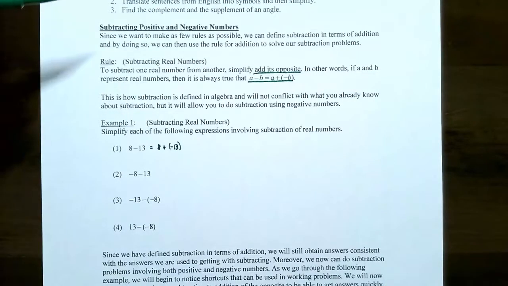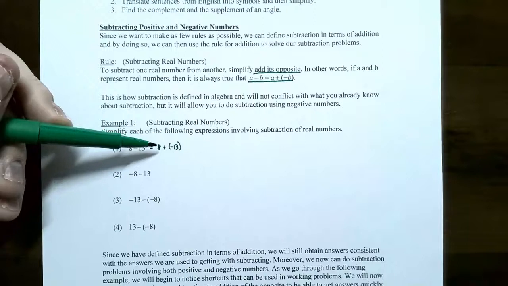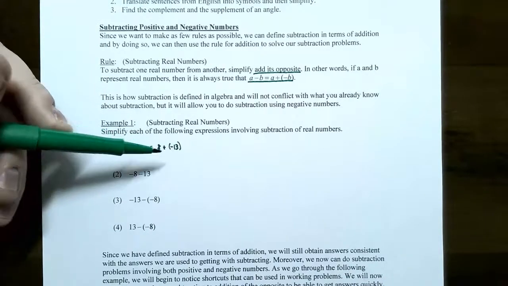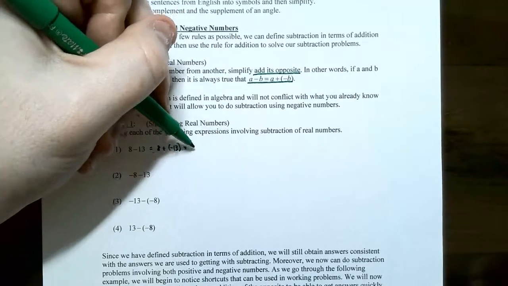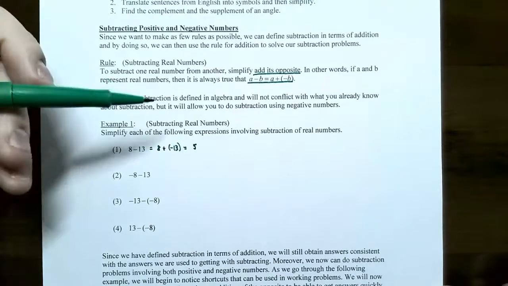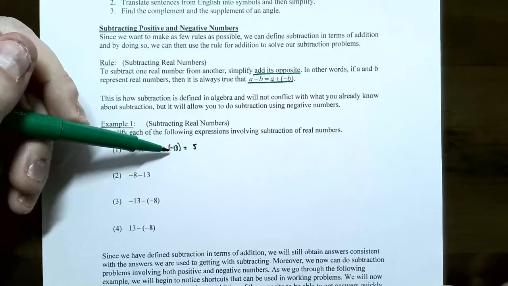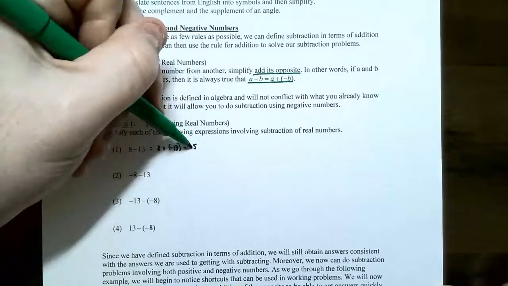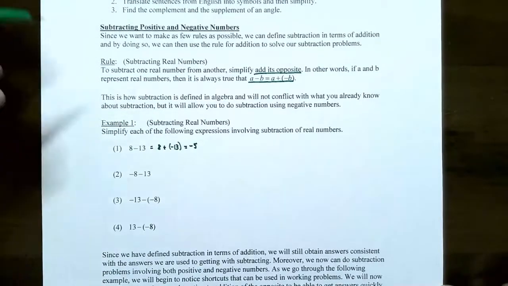Now remember the rules from the previous section. If you have addition of real numbers and they have opposite signs, you subtract the numbers, so we'll subtract 13 minus 8 and get 5. But now we have to keep the sign of the larger number in absolute value. The absolute value of 8 is 8, but the absolute value of negative 13 is positive 13, and that's larger, so the answer will be negative. It's the sign of the larger number in absolute value.